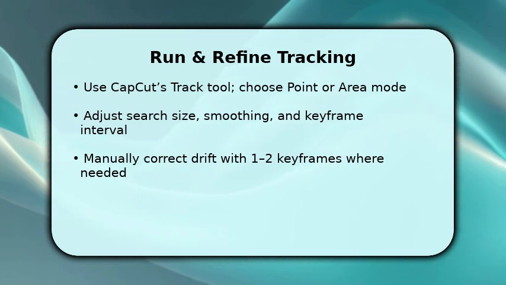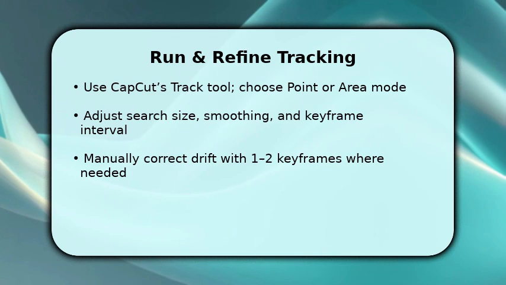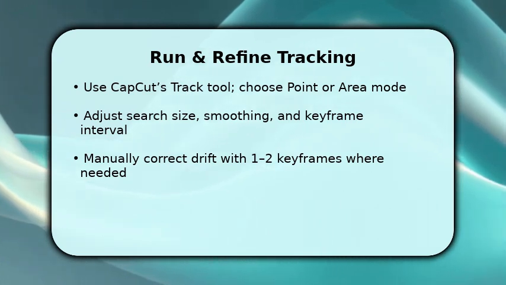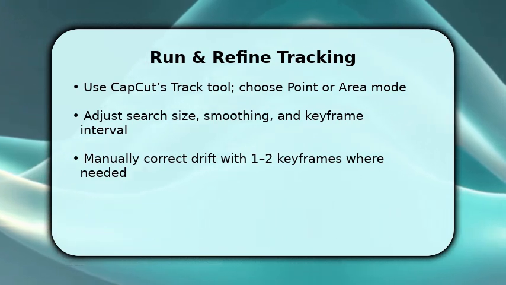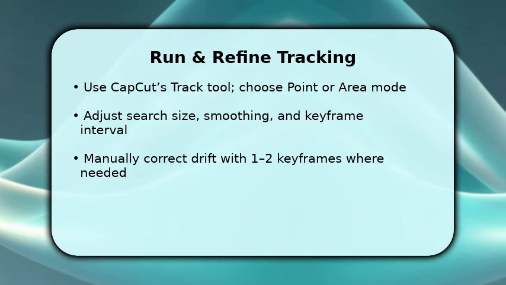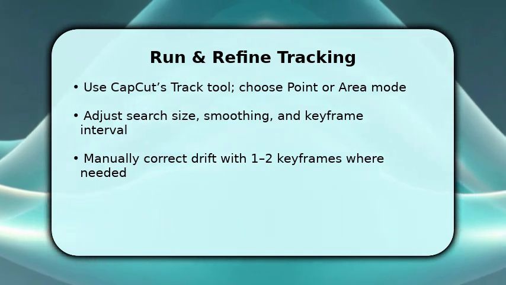Watch the tracking playhead and pause where drift appears. Add manual keyframes and nudge position, scale, or rotation to snap the element back. Once corrected, rerun tracking from the last good frame so the algorithm fills the rest without reintroducing error.